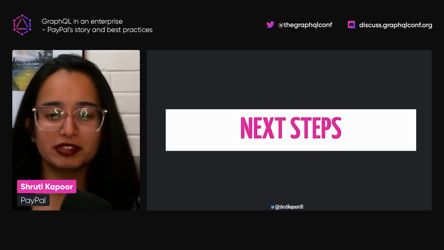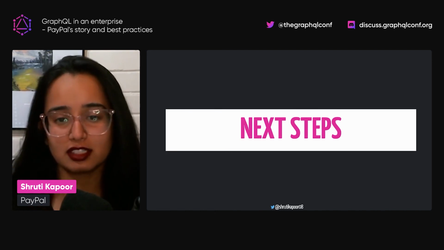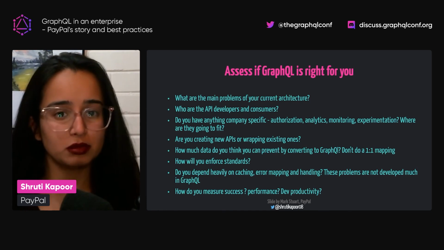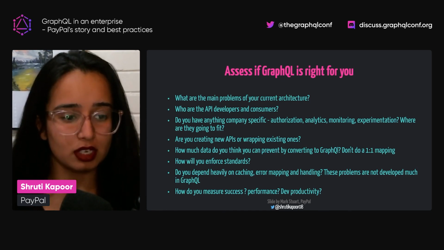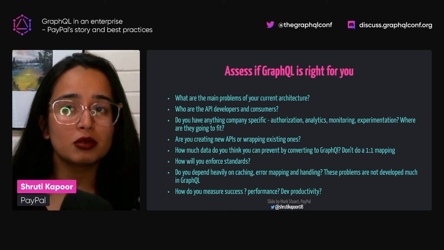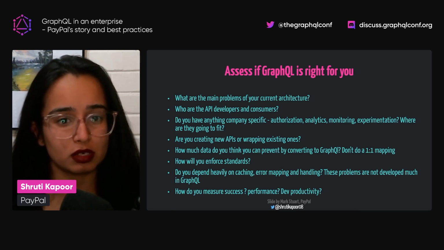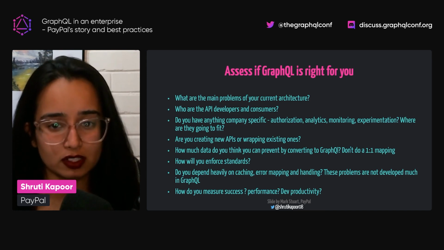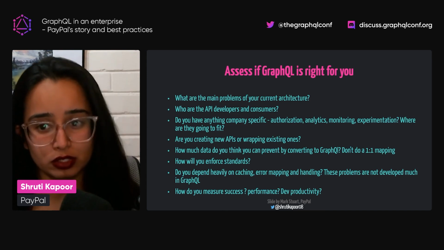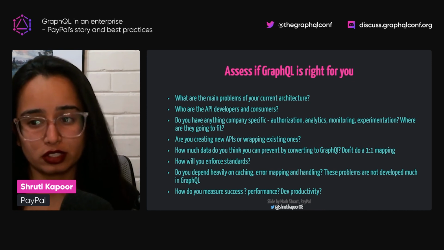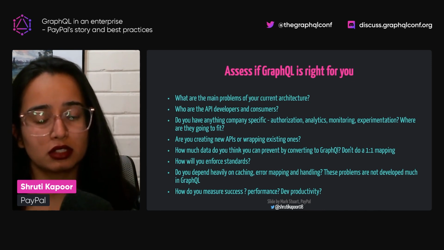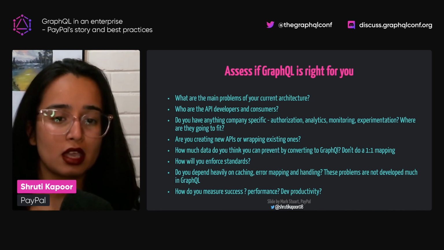Next steps for you, if you want to start adopting GraphQL, is first assess what the current architecture problems are that you are facing in your company, and who the API developer and consumer are. And if you have any company-specific items, for example, authorization, or any tools that you're using for analytics or monitoring, if you do introduce GraphQL, where do you plan to fit these in?